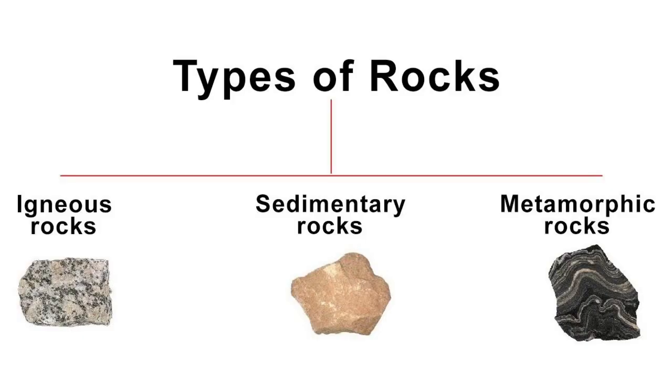Rocks and minerals. The Earth's crust is made up of various types of rocks. Any natural mass of mineral material that makes up the Earth's crust is called rock. Rocks can be of different color, size and texture. There are three major types of rocks. They are igneous rocks, sedimentary rocks and metamorphic rocks.